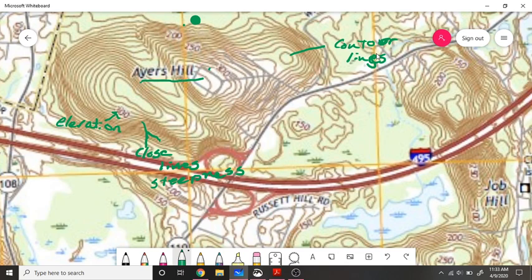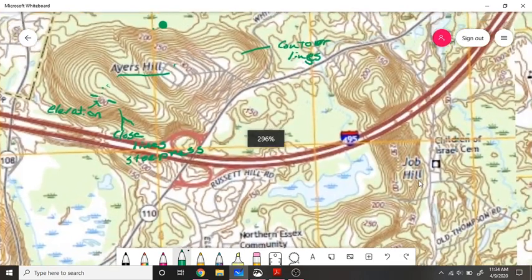And I said that Ayers Hill is 337 feet. So here is the line for 300 feet. This is 310. This is probably 320. And then up here would be 330 feet, or it's on this side over here.